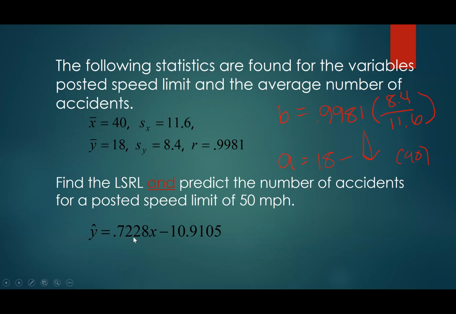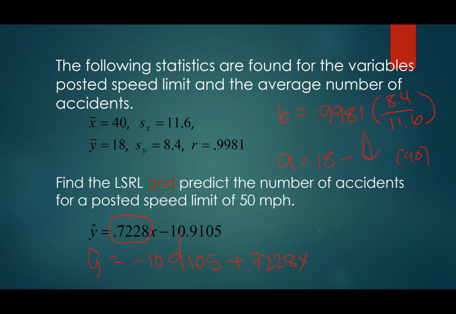For whatever reason, I wrote this in BX plus A instead of A plus BX, but that's okay as long as the slope is in front of X. So you also could have written it y hat equals negative 10.9105 plus 0.7228x. I don't care which way you write it, and neither does College Board. Statisticians write it this way. In algebra, you wrote it this way. But we're all mathematicians, and we know that both ways are exactly the same.